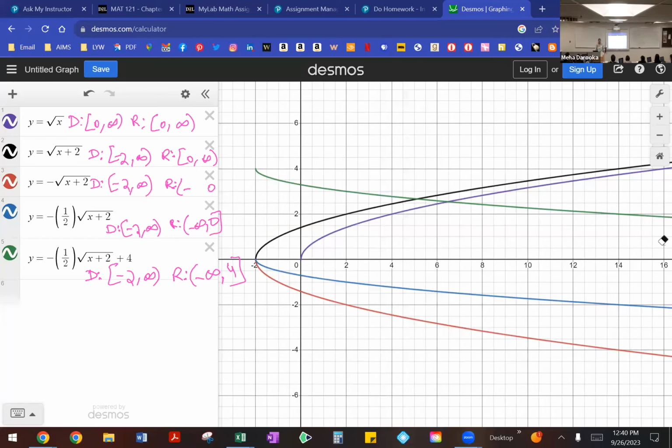So in most of these, you can see when we move the graph to the left, it changed our domain. When we did the reflection, it changed our range. And then when you did the vertical translation, it changed your range again.